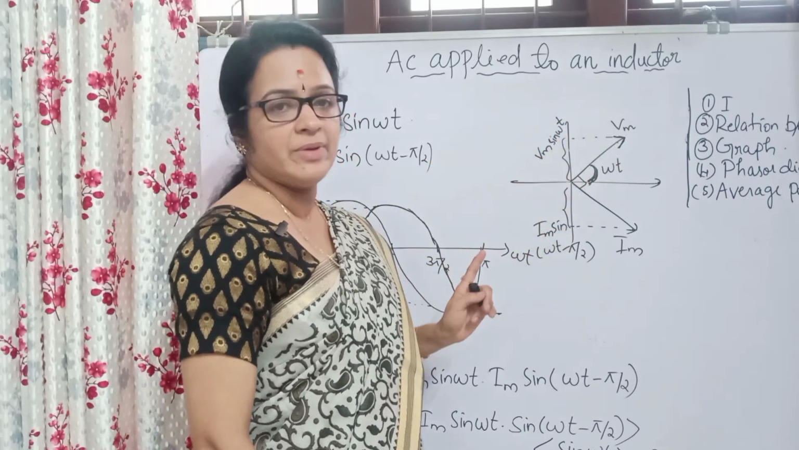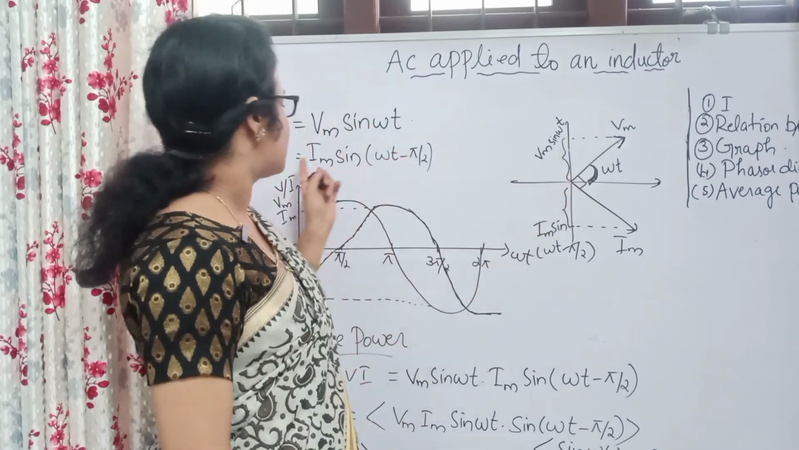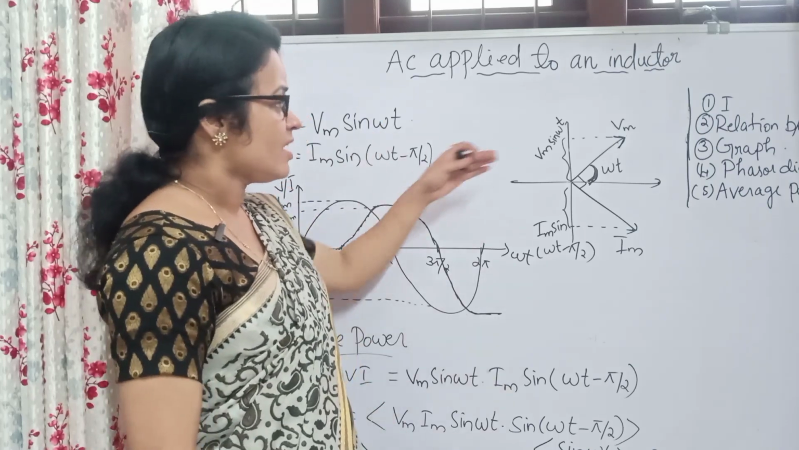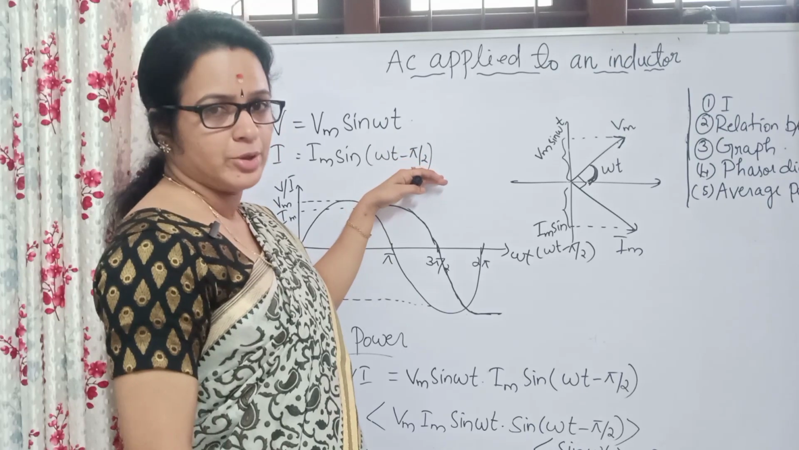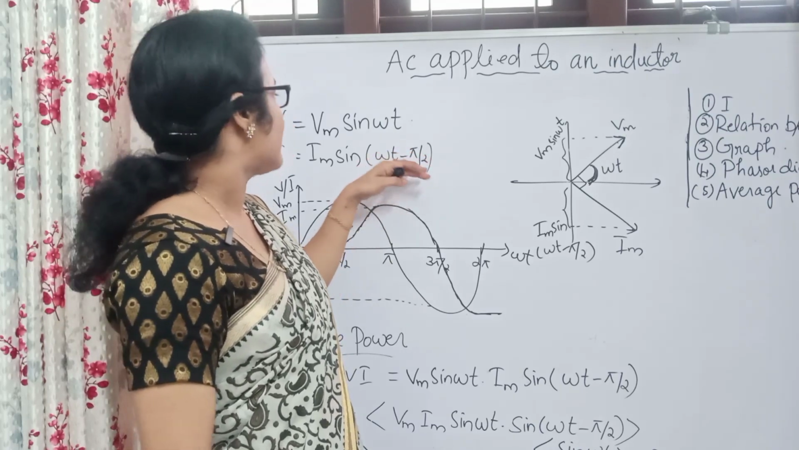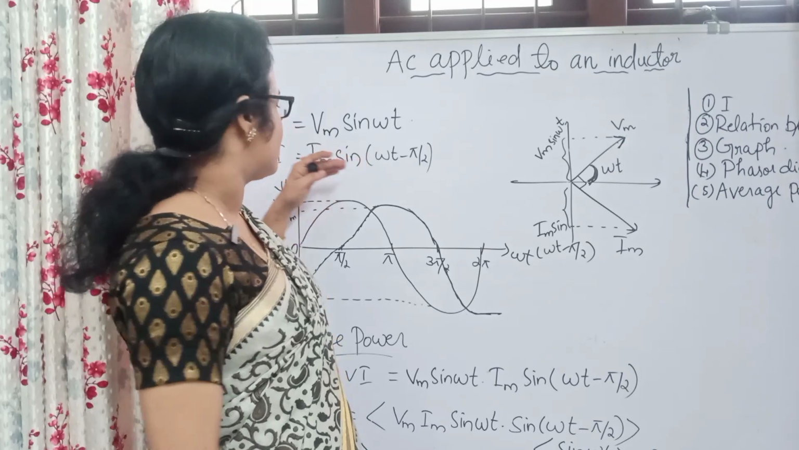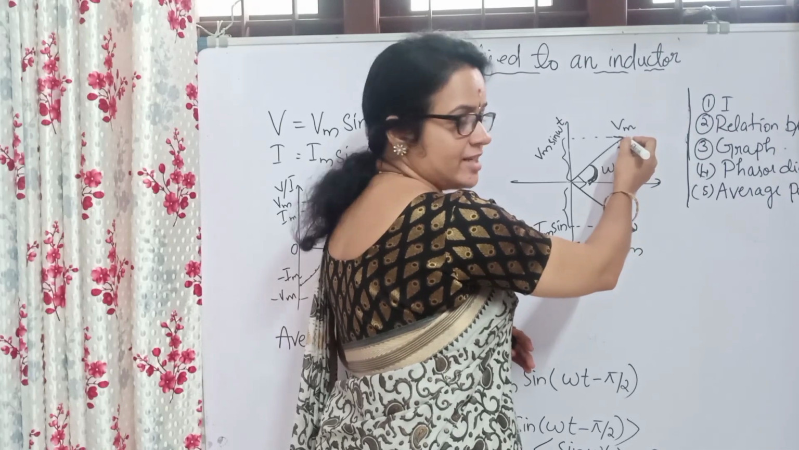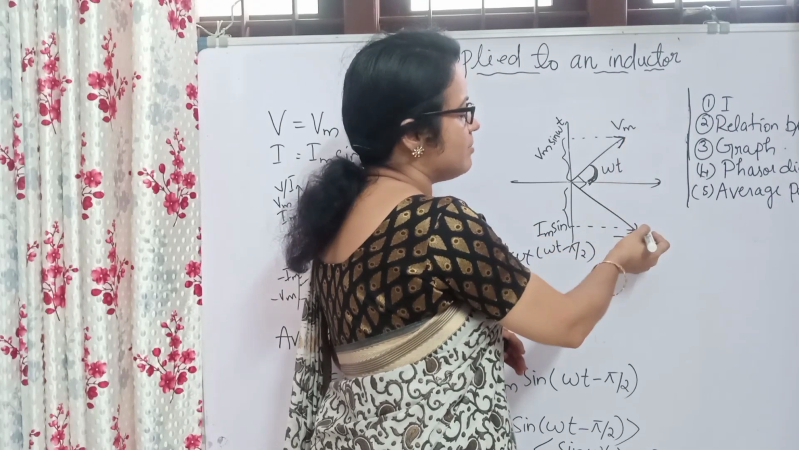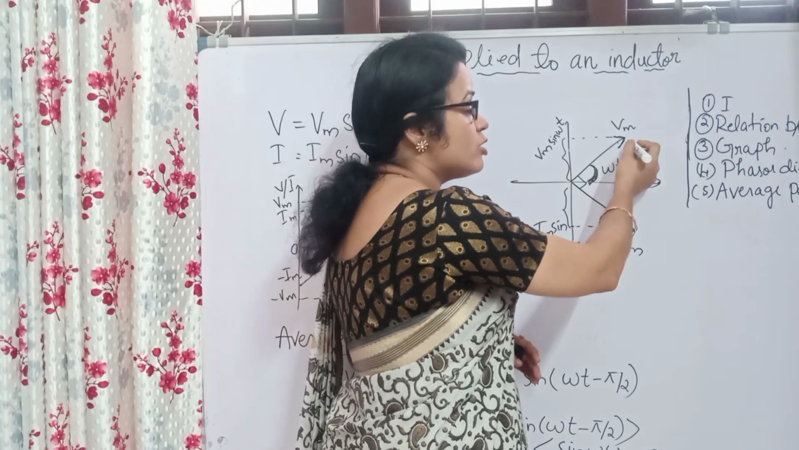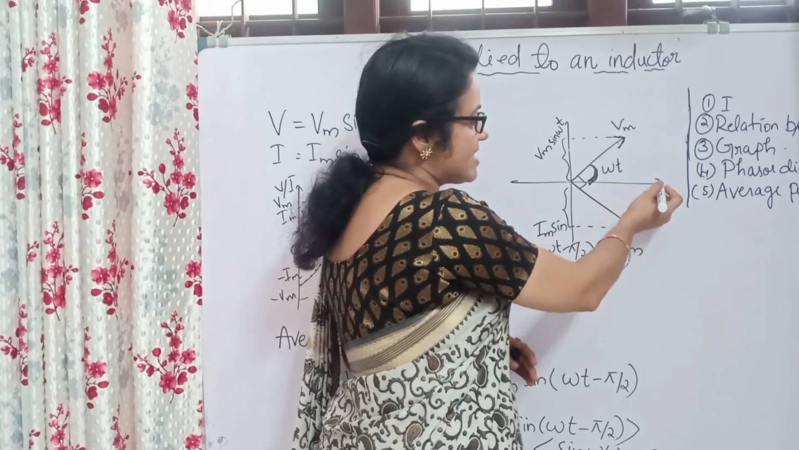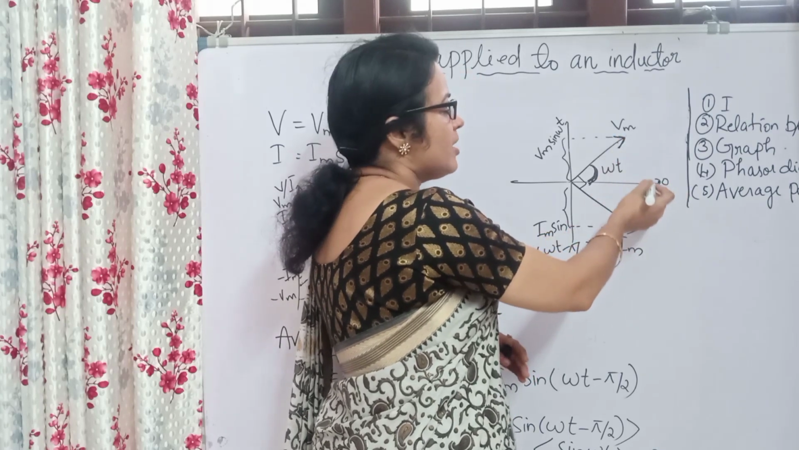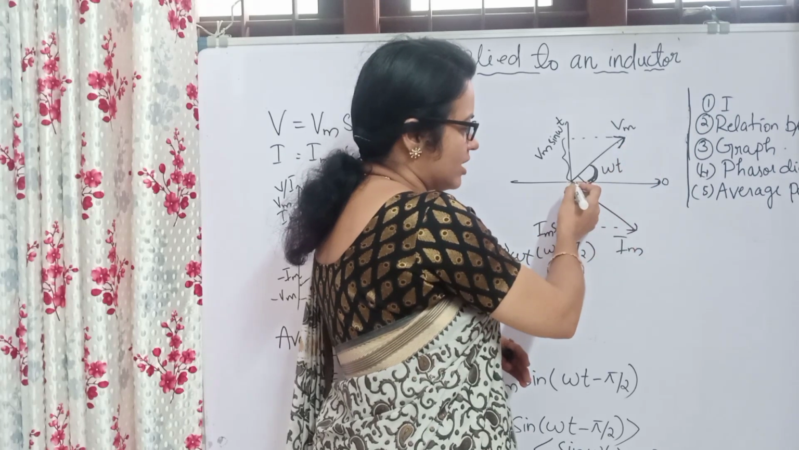So Vm sin omega t can be drawn here, and now we have to mark the current. So what about current? Im sin omega t minus pi by 2 is there. So there should be a phase difference of pi by 2. That means this pi by 2 lag is there in current. Okay, that means the current lags the voltage by pi by 2. So here the Vm is here, right? So there should be a difference of 90 degrees between the current and voltage, and the current is behind that. So here we can see that this is 0, and from 0 it has moved to this much. Okay, so when we take the current, we can draw the current over here.